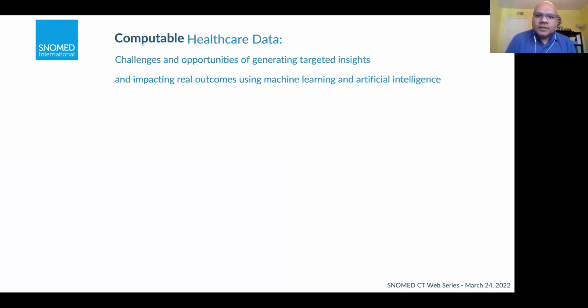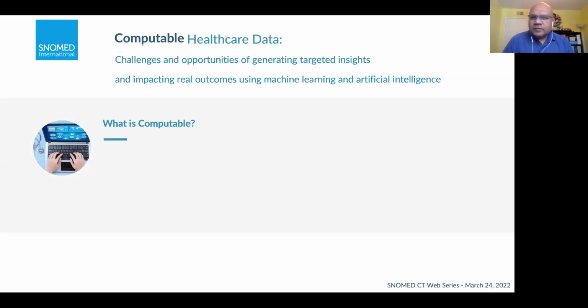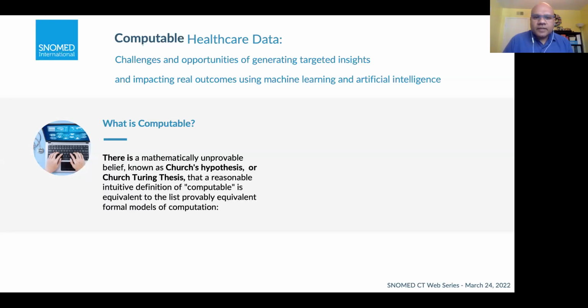The title is Computable Healthcare Data, and the subtitle is Challenges and Opportunities of Generating Targeted Insights and Impacting Real Outcomes Using Machine Learning and Artificial Intelligence. Now, let's look at some of these keywords, because I think those are very important before we take a deep dive. Computable, and I'm assuming here that a large portion of the audience today is not from a core computer science background, because we are looking at healthcare data and healthcare applications here.